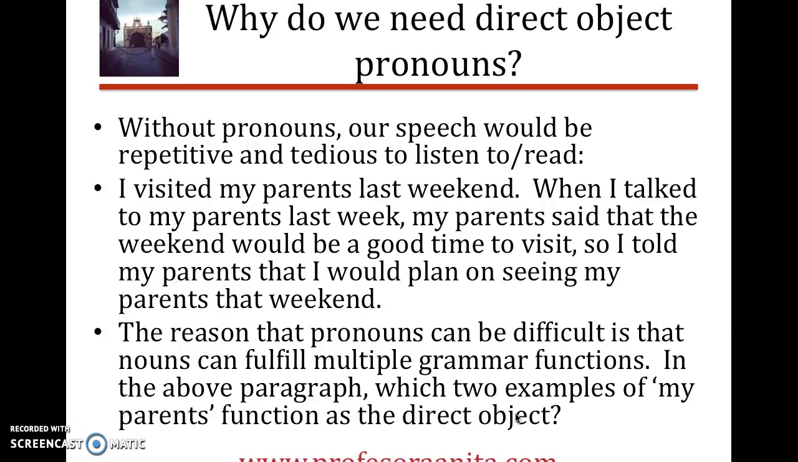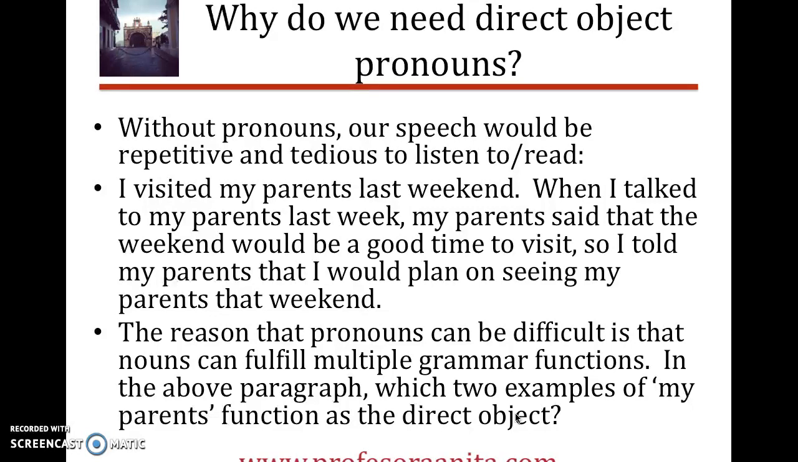But one of the reasons that pronouns can be difficult is that nouns can fulfill multiple grammar functions. So in the above paragraph, the parents fills several different functions. Two examples of those are direct objects. So remember our question for if it's a direct object or not is does it receive the action of the verb? So if you're saying for the first sentence, I visited my parents. Who or what did I visit? My parents. So that's a direct object. That's parents functioning as a direct object.